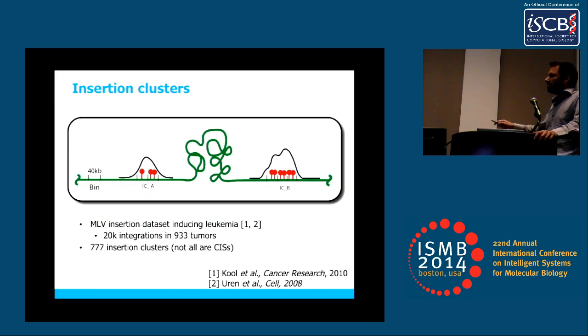To investigate this, we analyzed a large collection of MLV insertion data that induces leukemia, which was published by us before in 2010 and 2008. That data set was at the time one of the largest data sets around, and it contains 20,000 integrations in 933 tumors. The first thing that we did was cluster the data into insertion clusters, and we obtained 777 of these clusters. But it's important to note that these are not common insertion sites, so we used a much lower threshold to also include clusters that are not yet common insertion sites.